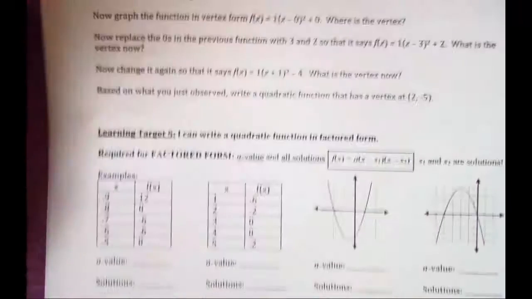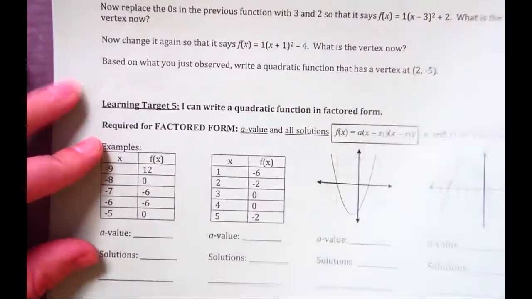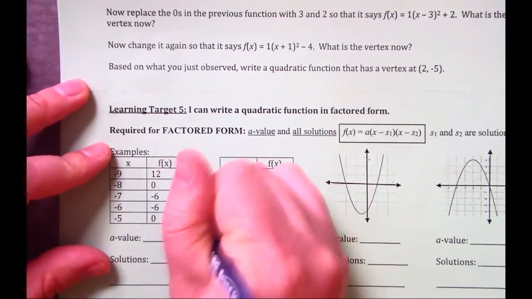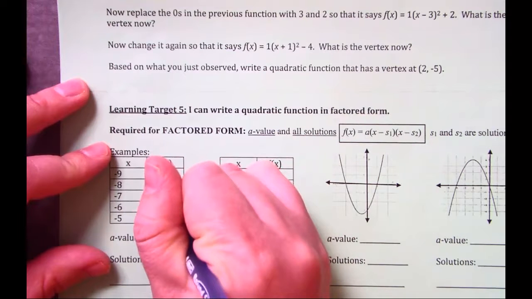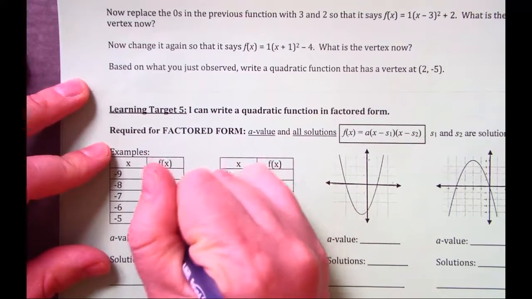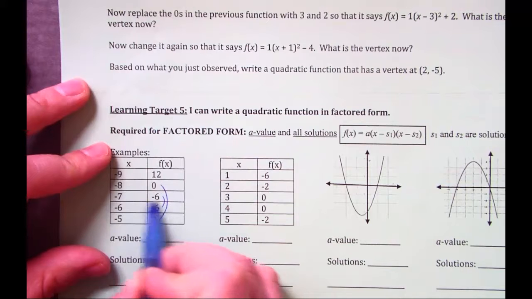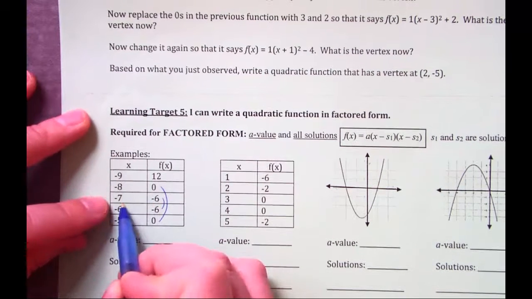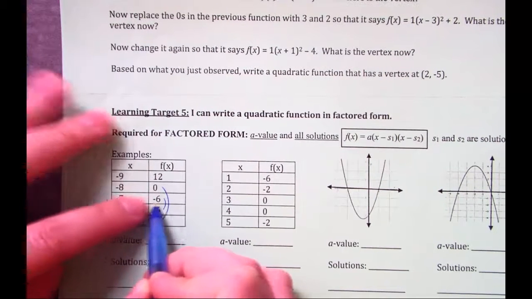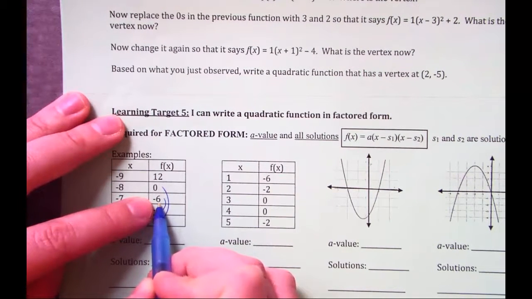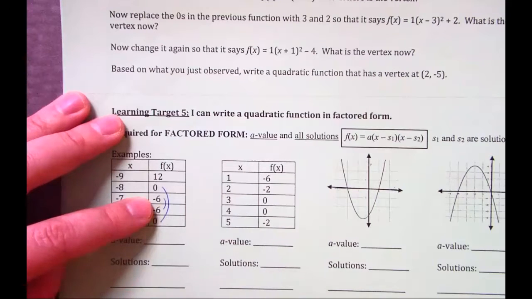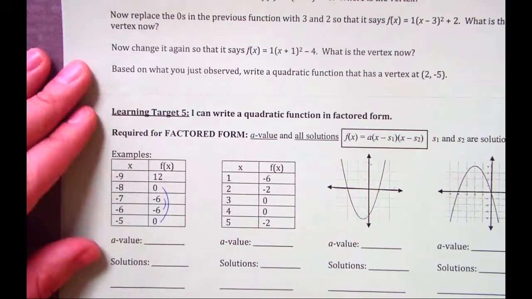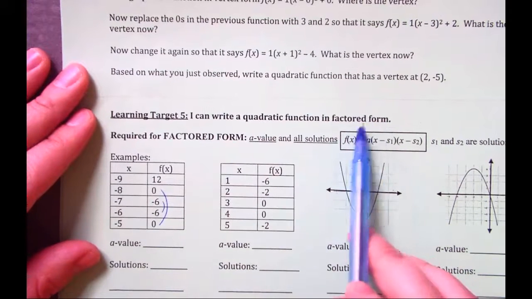For example, if you look down here at this table and you try to do the whole rainbow thing, you connect -6 to -6 and 0 to 0, there is no point in between there. You might say, oh, well, it's -6.5 right here. But you still don't know what the y-coordinate is. You don't know how far down that's going to go below -6. So we cannot use vertex form. So we need a new strategy. And our new strategy is factored form.